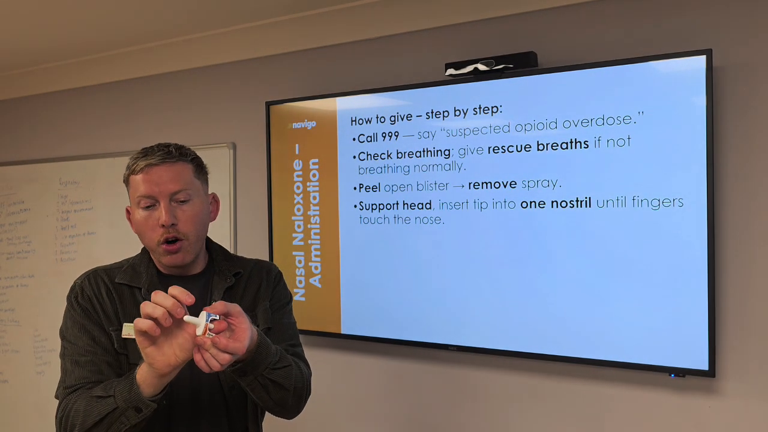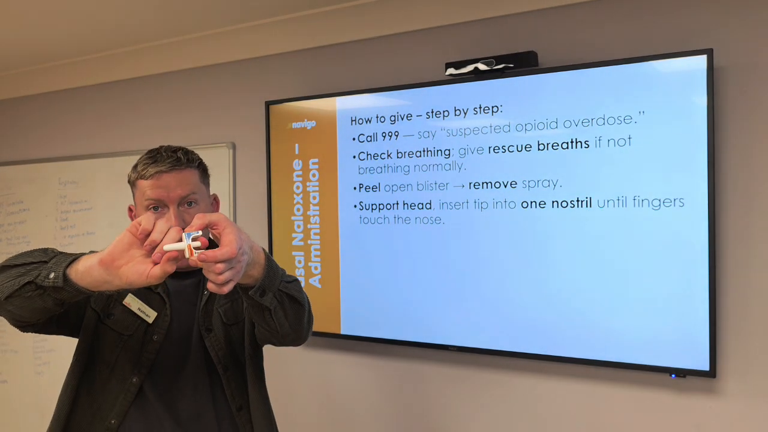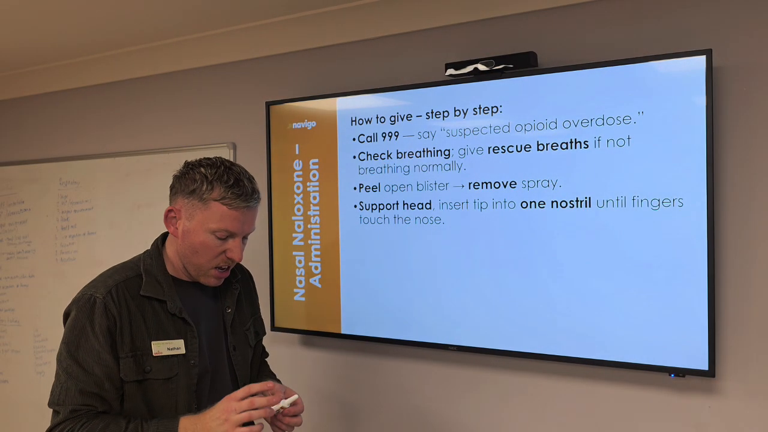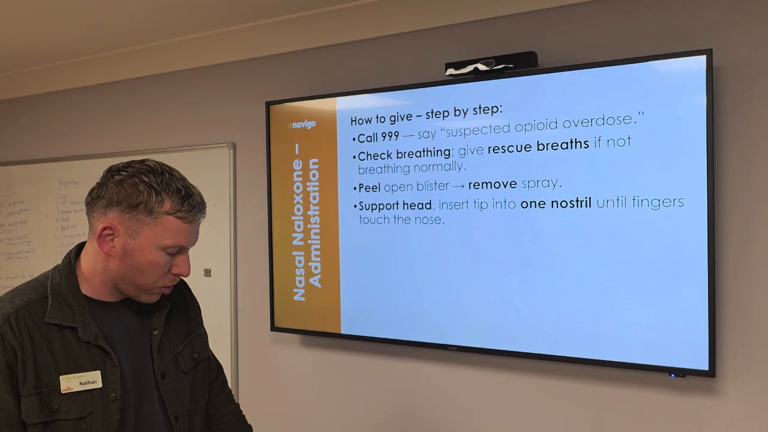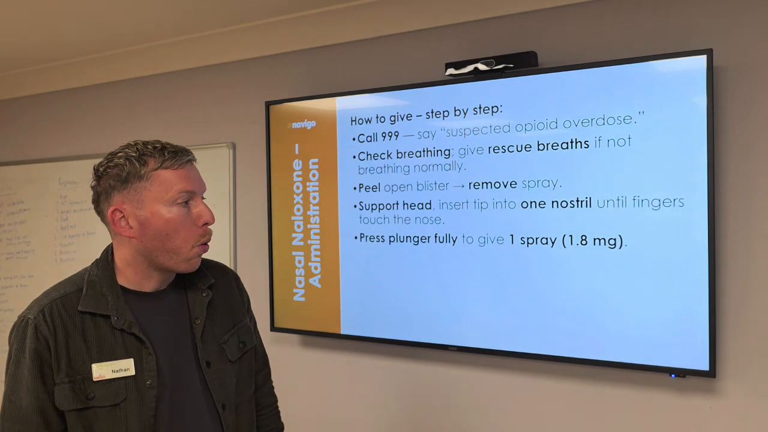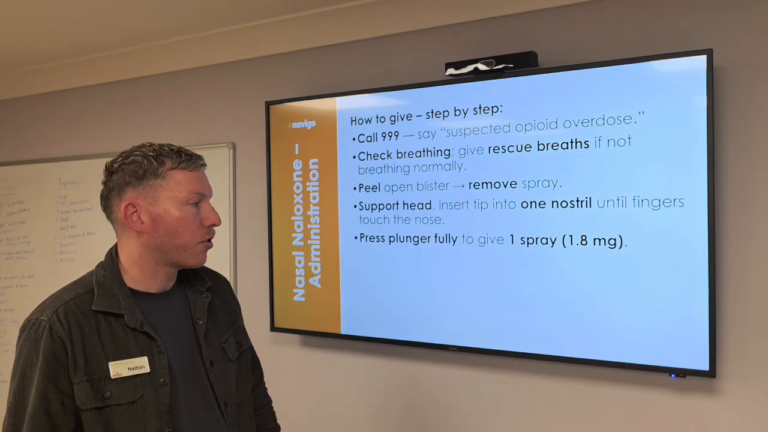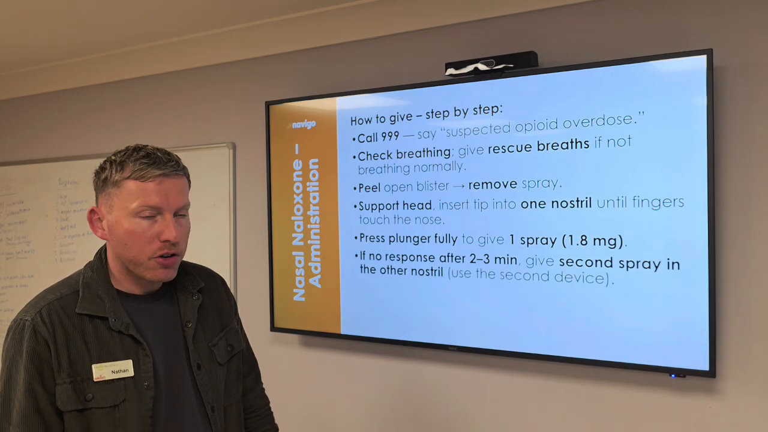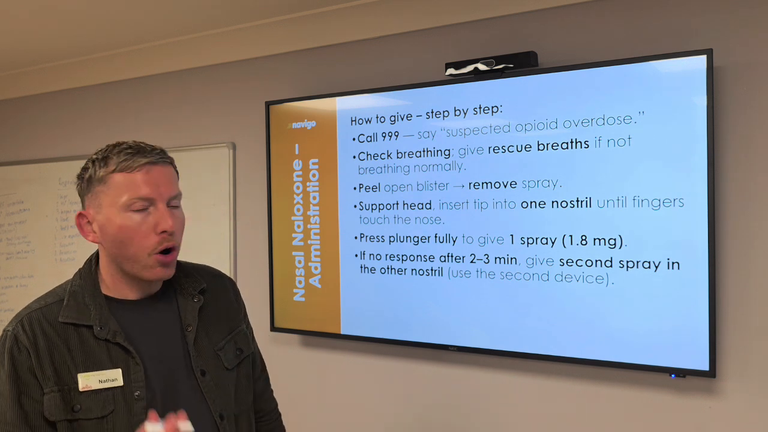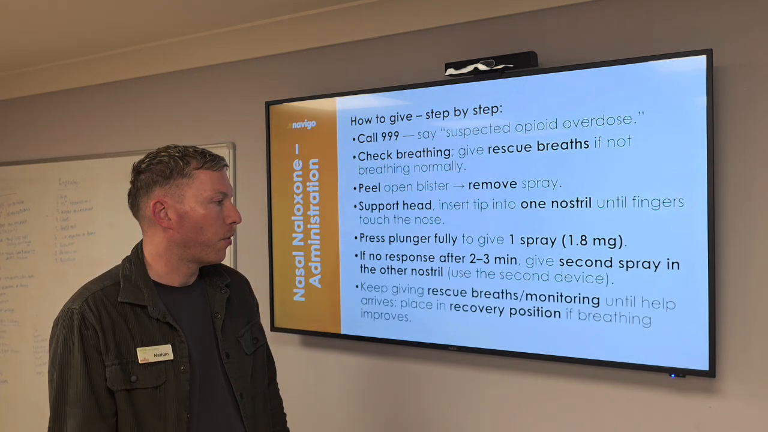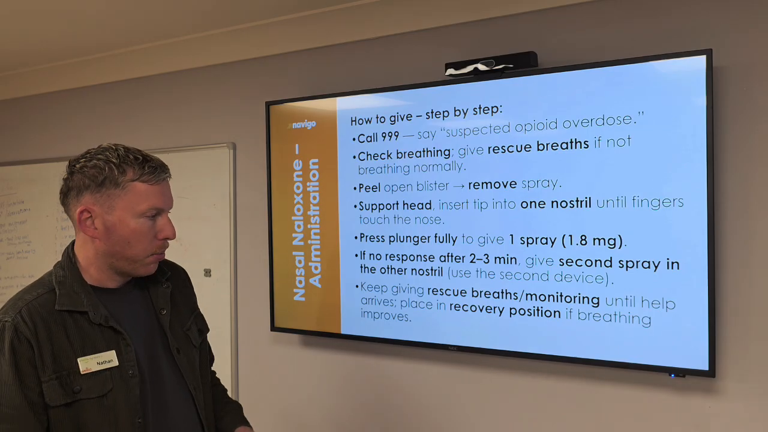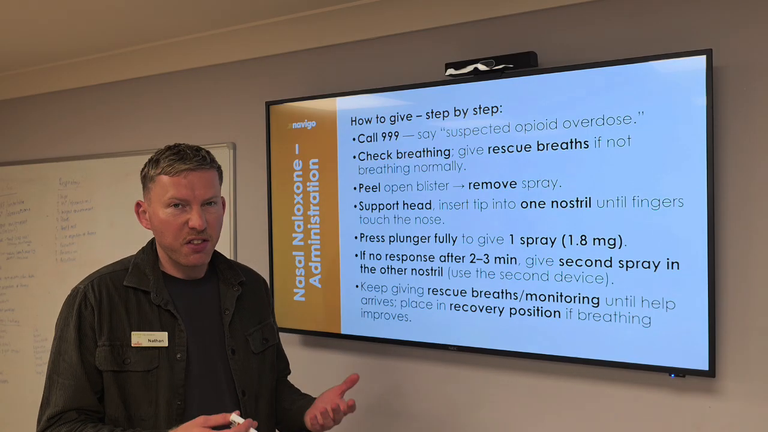As you push down, your thumb or whatever finger you've got in that administration zone will then touch that person's skin, and you'll know that you've administered the dose. Press the forward plunger down, which gives the one spray 1.8 milligrams of naloxone. If no response, use your second kit. You come in with 2, but always, if you've only got 1, use the 1. But keep giving those rescue breaths, monitor them until help arrives. Use the recovery position if they're breathing.